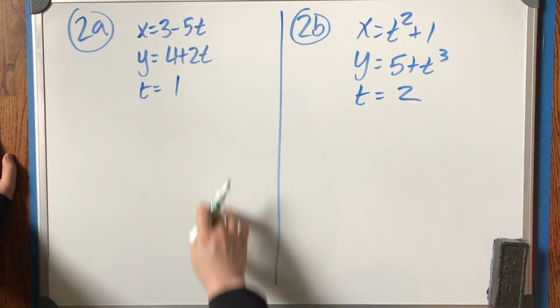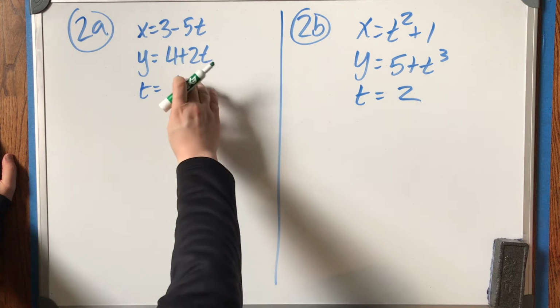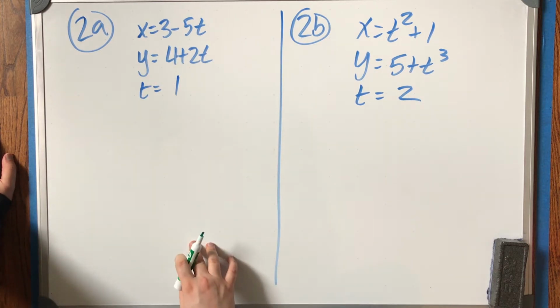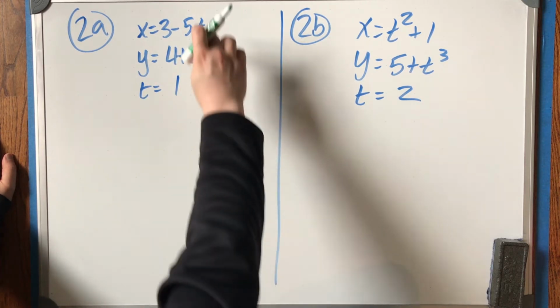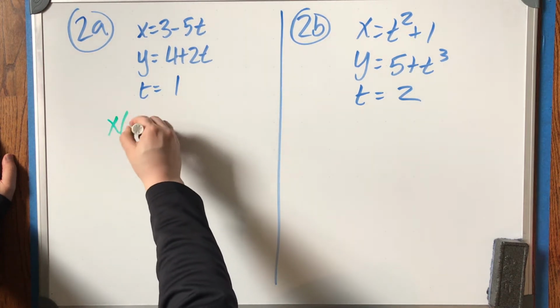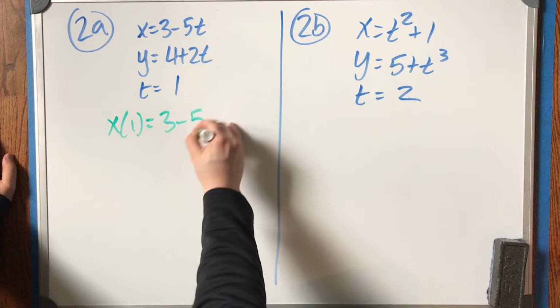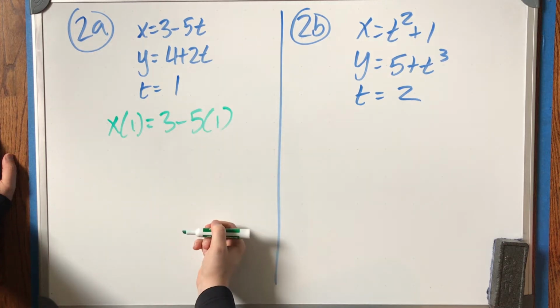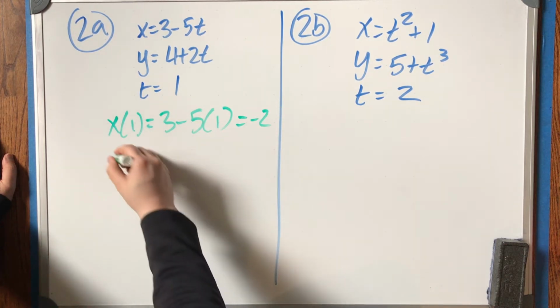All right, for 2a, we're just given a set of parametric equations, and we're being asked to find a specific point value at a given t value. So I have t equals 1. I'm just going to plug that in. So x of 1 is going to equal 3 minus 5 times 1, which is -2, last time I checked.